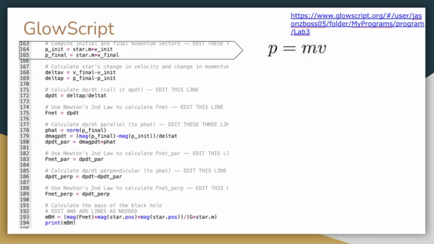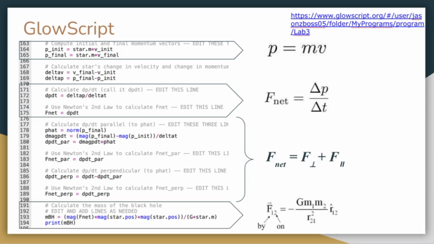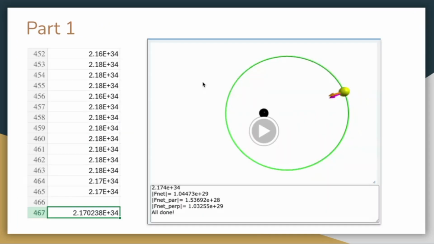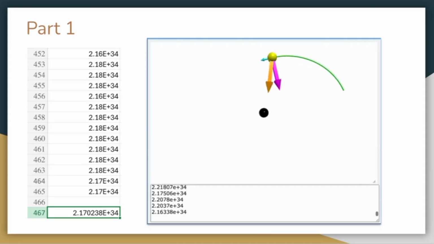Knowing the mass and velocity of the star allows us to calculate the star's initial and final momentum. With the initial and final momentum, we can use the momentum principle to calculate the star's net force. Here we are simply calculating the perpendicular and parallel components of the net force. Lastly, for part one, we will use Newton's law of universal gravitation to calculate the mass of the black hole for each iteration. After running the GlowScript program, we are able to get the mass of the black hole over 465 iterations. Finding the average of these values will give us our best guess for the actual mass of the black hole, which in this case was about 2.17 times 10 to the 34th power.